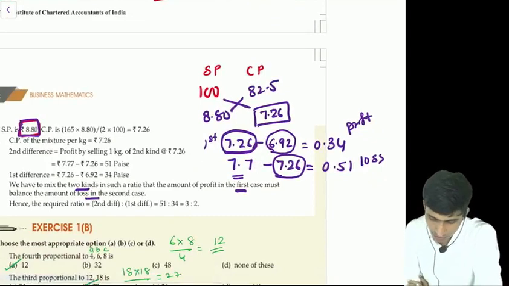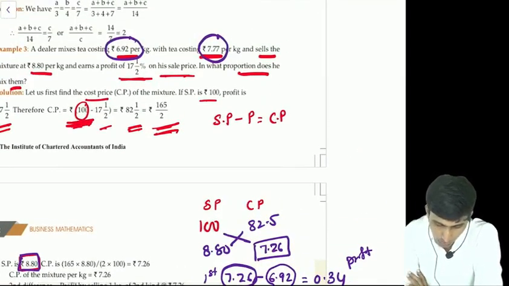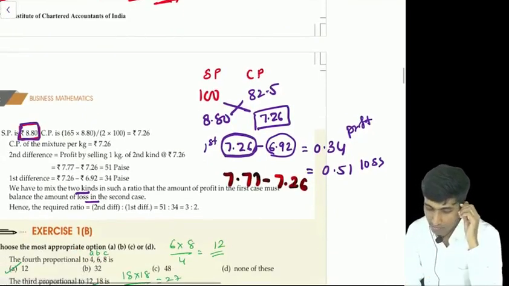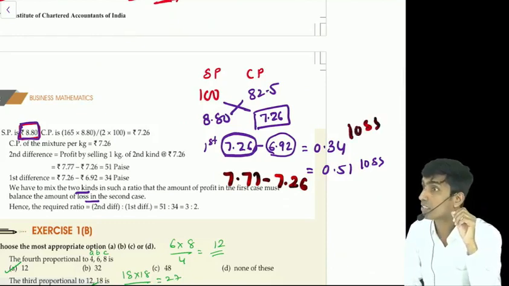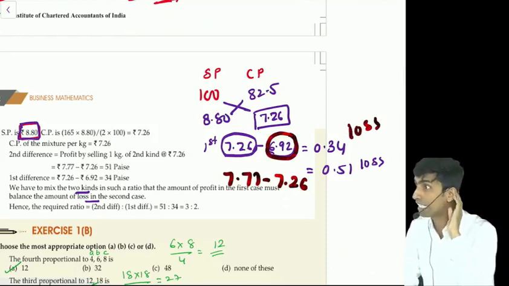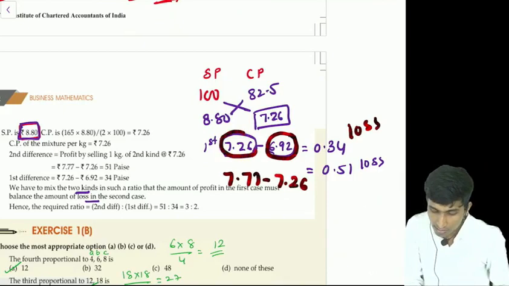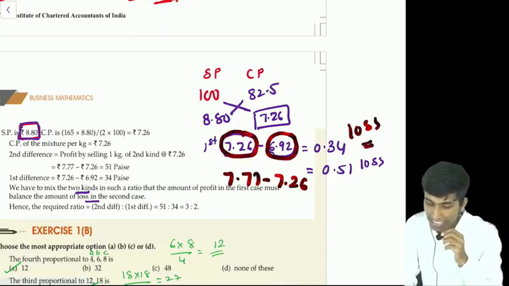Both are not profit. How come? One minute, actually now here. Let me check. Tea costing is how much? Acha, 7.77. Right. 7.77 minus 7.26. This is loss actually. I said ulta. I said wrong. This is loss. See, the cost is 6.92. Correct? Right? And the mixture's cost is how much? 7.26. Correct now? So this is my loss and this is what?